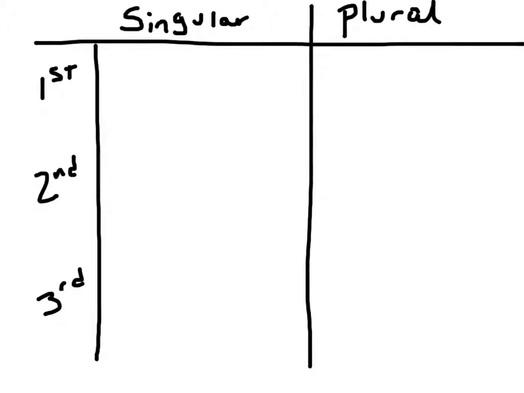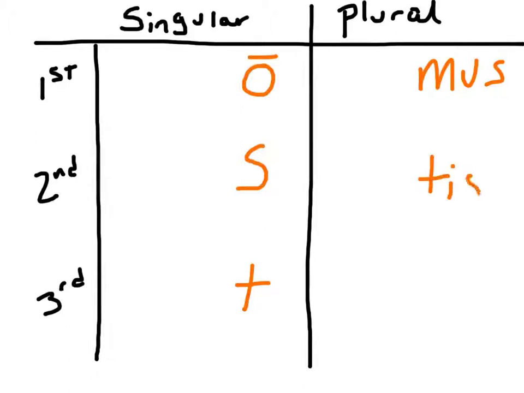So there's a long O for first person singular. There's an S for second person singular. There's a T for third person singular. There's MUS for first person plural. There's TIS for second person plural. And there's NT for third person plural. So altogether, we can say O, S, T, mus, tis, unt. So pause for a minute to write these down.